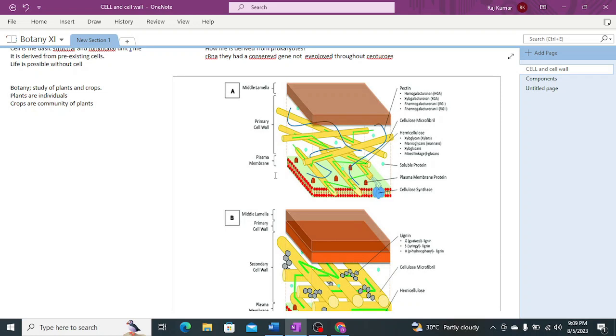Afterwards, it is hydrophilic in nature, but not as hydrophilic as pectic acid, because pectic acid is more hydrophilic than pectin, whereas pectin is less hydrophilic. On the other hand, it is a major component of middle lamella, but it is also found in the primary cell wall, which we will be discussing in the next part.